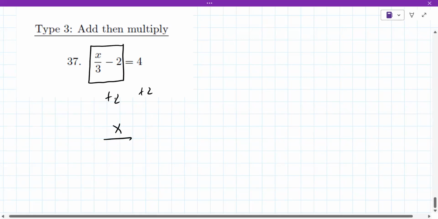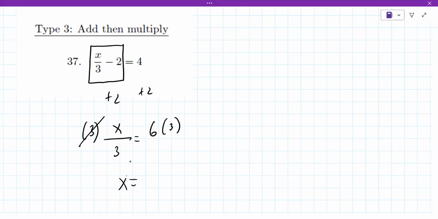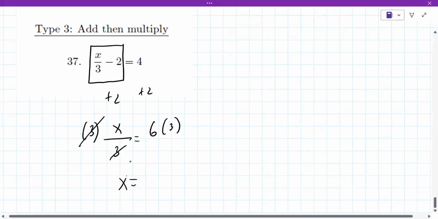This is x divided by 3 equals 6. How do you undo division? Multiplication. Multiplication, you multiply by the same number. So it would be 6 times 3. Yes. So x equals 18. Yes.